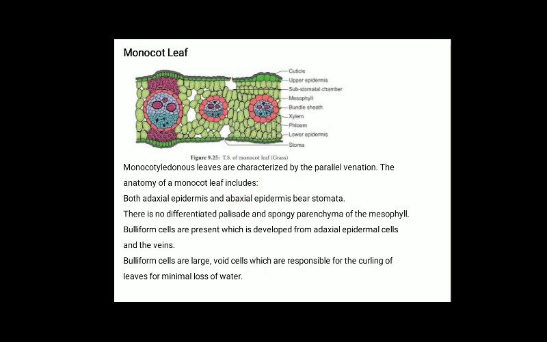Then monocotyledonous leaf. Monocotyledonous leaves are characterized by parallel venation. The anatomy of monocotyledonous leaves includes both adaxial epidermis and abaxial epidermis bearing stomata. There is no differentiation between palisade and spongy parenchyma of the mesophyll. Bulliform cells are present, which develop from adaxial epidermis cells along the veins. Bulliform cells are large, colorless cells which are responsible for the curling of leaves for minimal loss of water.